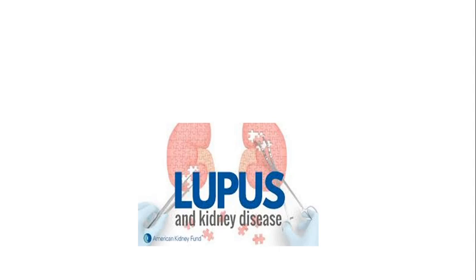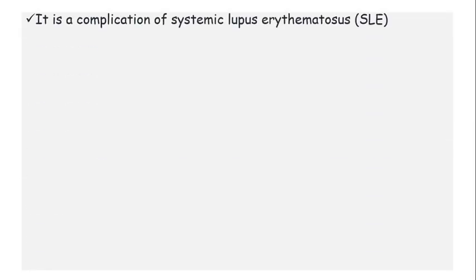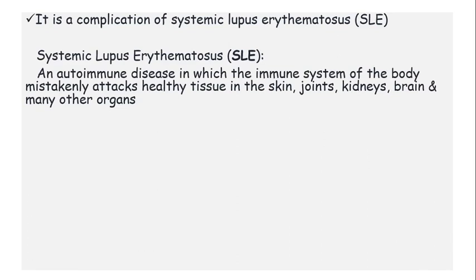Next, we are going to look at a condition called lupus nephritis, a condition where the kidneys are affected in a systemic illness called SLE, systemic lupus erythematosus. So SLE is an autoimmune disease that affects a lot of body organs in the human body. So one organ that is affected in SLE or systemic lupus erythematosus is the kidney. So when the kidney is affected in systemic lupus erythematosus, this is called lupus nephritis.